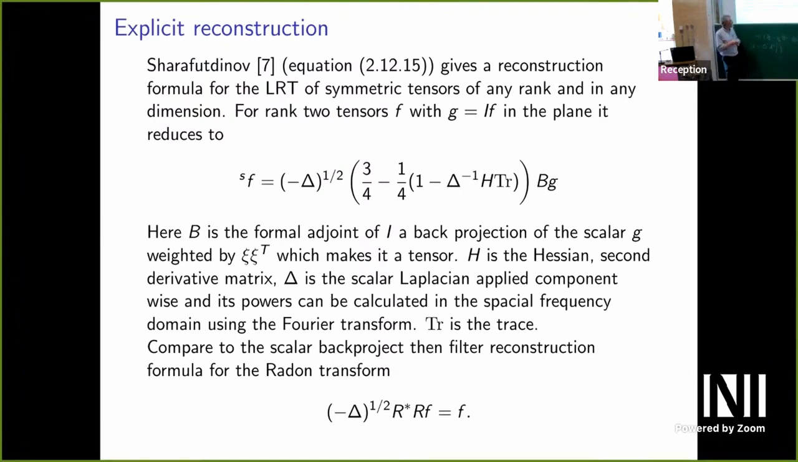Okay. So the Radon transform. This is the back projection then filter formula for the Radon transform. Just there. So you can do the. The reason that's not so common is just because we need to do a 2D one of this.